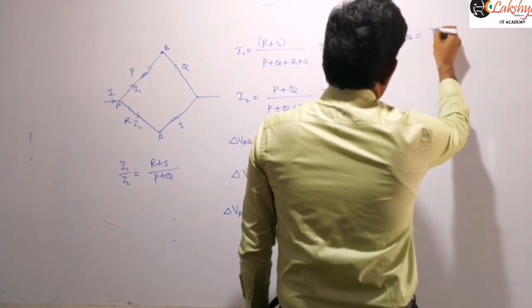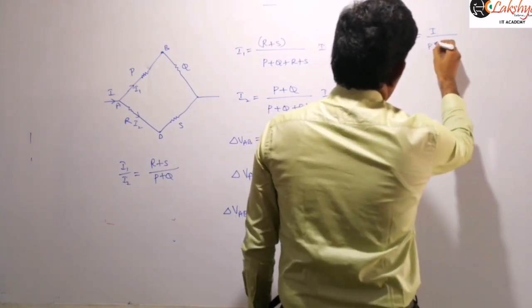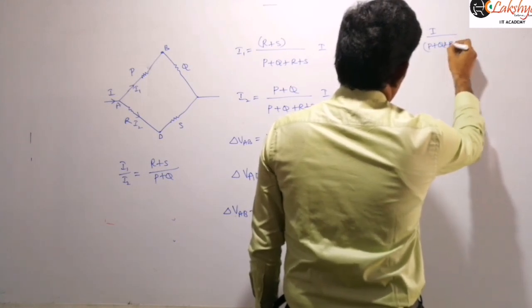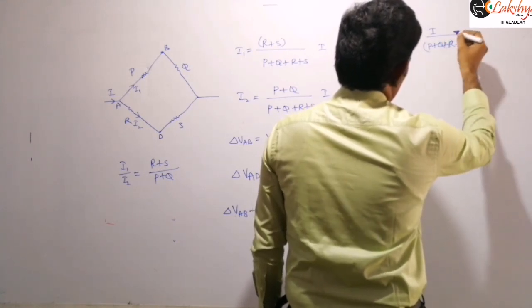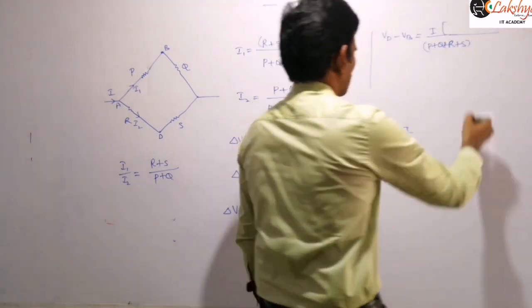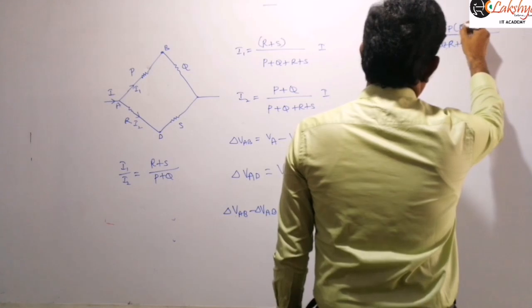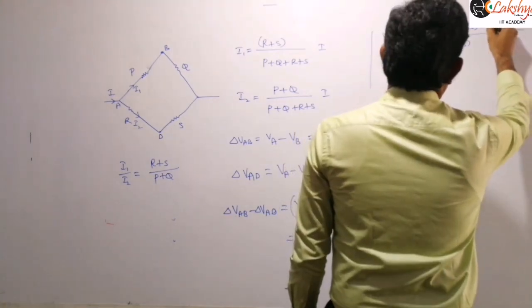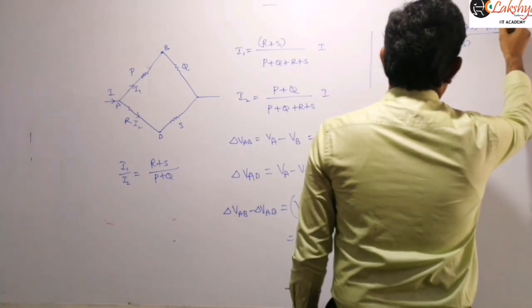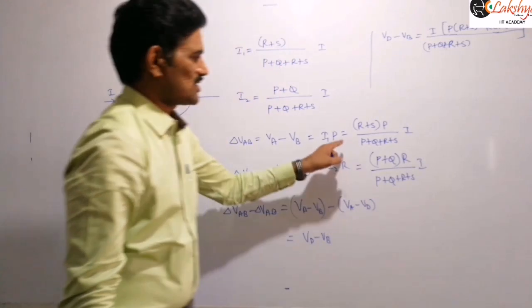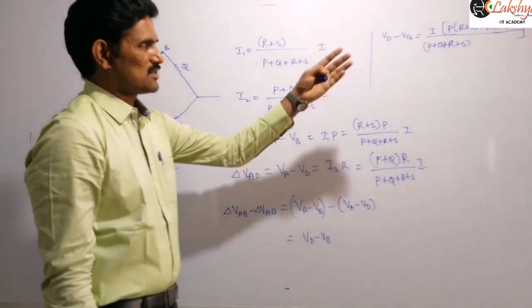And so then I value I am taking common, or I by this P plus Q plus R plus S you can take common, and in this the remaining terms you can write as P into R plus S minus R into P plus Q. Got it? Just we are subtracting these two values there. And let us simplify this.